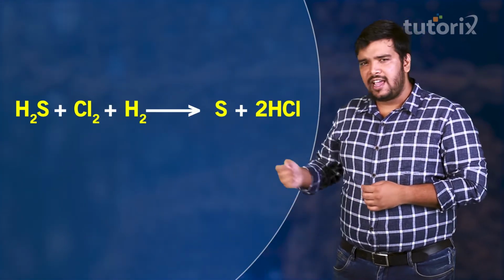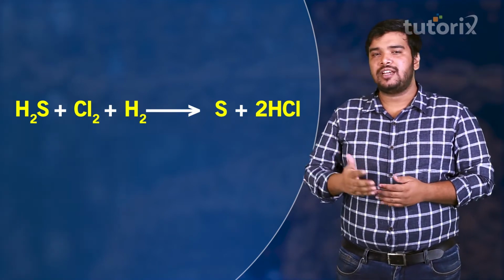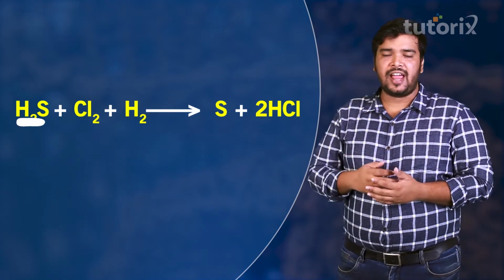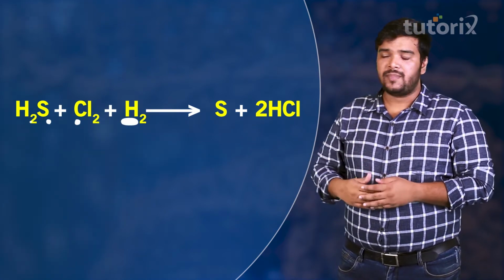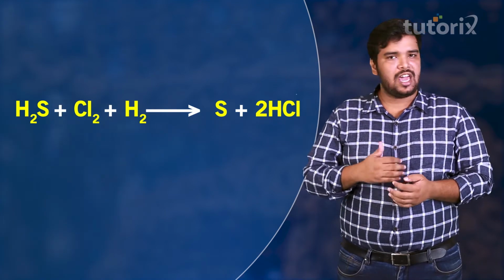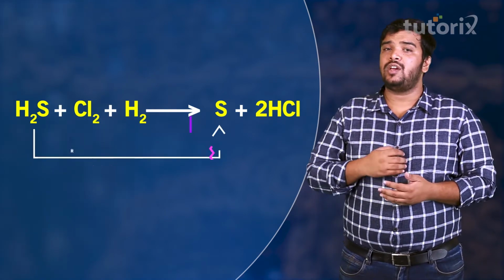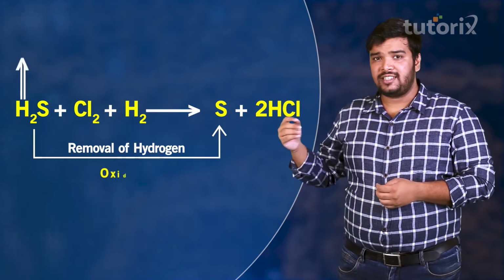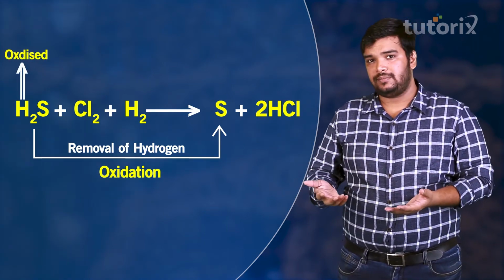Well, looks like you have understood everything so far. So let's see if you can apply your concept to identify which species is getting oxidized and which species is getting reduced in this reaction, where we have H2S reacting with chlorine to form sulfur and HCl. Now, if you notice very carefully, hydrogen is being removed from H2S. That means that H2S is getting oxidized to sulfur.